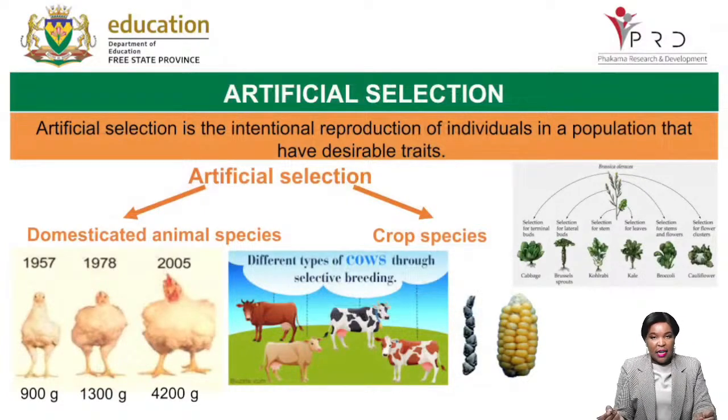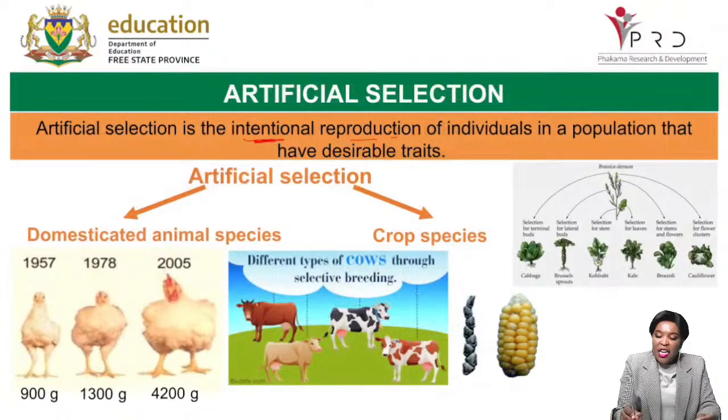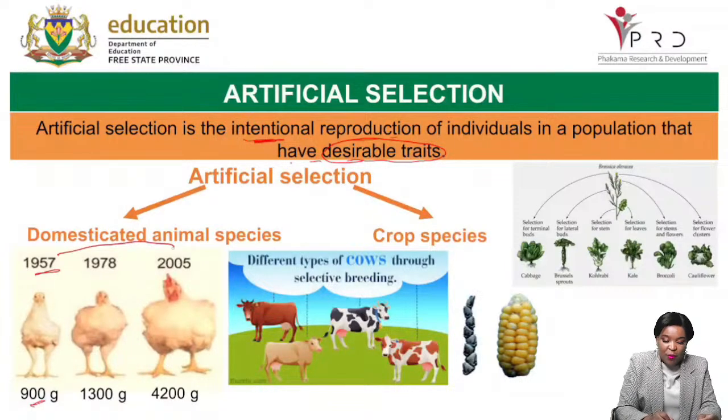Then we come to artificial selection. Artificial selection is the intentional reproduction of individuals in a population that have desirable traits or desirable characteristics. If you take a look at the domesticated animals that we have here, you can take a look at the chicken in 1957. It was weighing about 900 grams. Compare it to the most recent chicken that was weighed in 2005. It weighs about 4,200 grams. So we have moved from this to this.